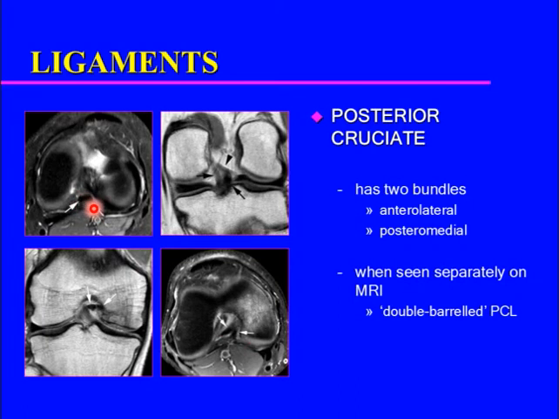This and this, two bundles. I'm sure it's obvious. Double barrel. This one and this one. It's not two ligaments. It's two bundles of the PCL. Okay.